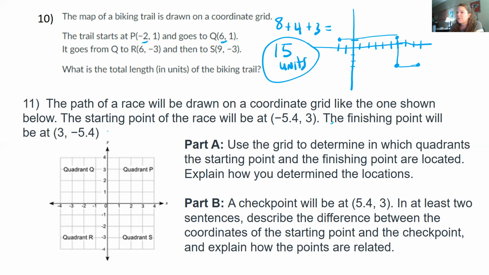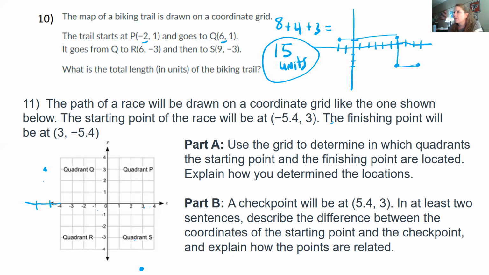The path of a race will be drawn on a coordinate grid like the one shown below. The starting point of the race will be at -5.4, 3. So negative, if we continue this out a little bit, there's 5, there's 6. So about 5.4 and then up 3. The finishing point will be at 3, -5.4. So down here somewhere, right?